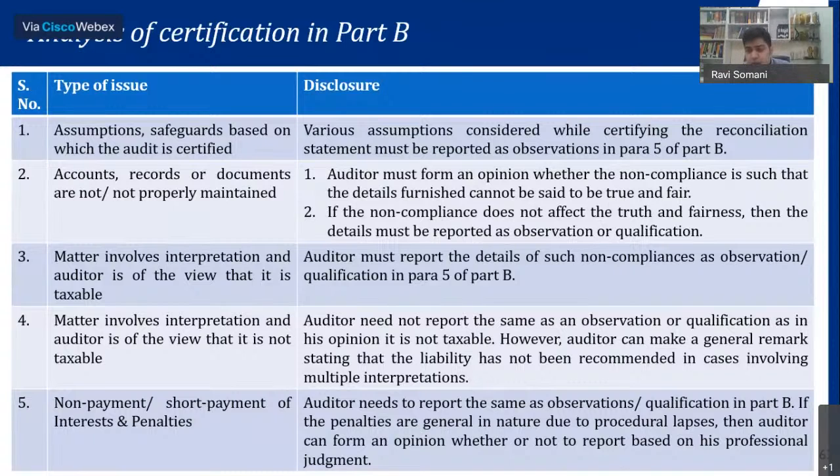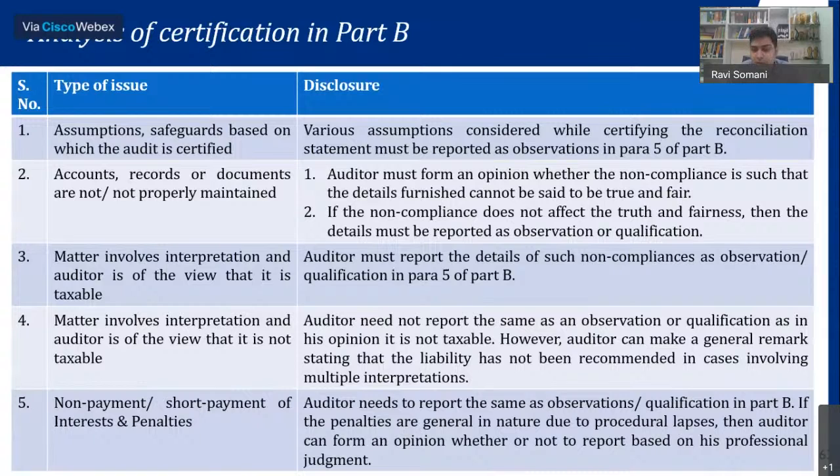Let us say ocean freight. When I read the judgment of Gujarat High Court, I am convinced that it is not taxable. And if the taxpayer has not made the payment of taxes, I need not record that in the part B, or I need not put a remark in the part B, because in my professional judgment, my professional opinion, it is not taxable. We might as well put one general remark stating that wherever there is multiple interpretation involved or divergent views being taken, we have not recommended the tax liability. As simple as that. And I don't think there should be any wrong done from an auditor's point of view, because this is an opinion which also needs to be given.